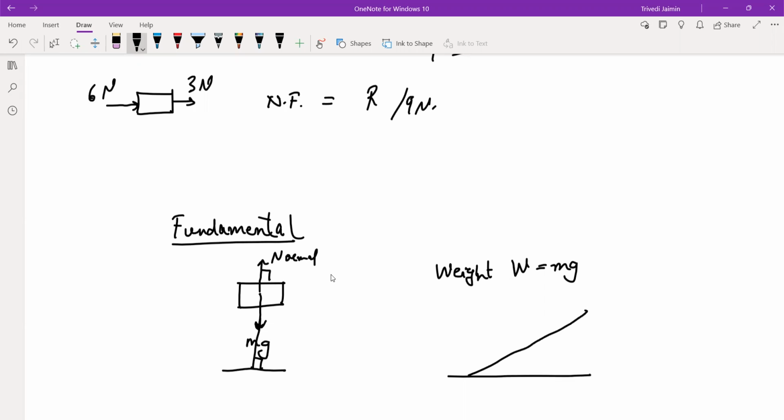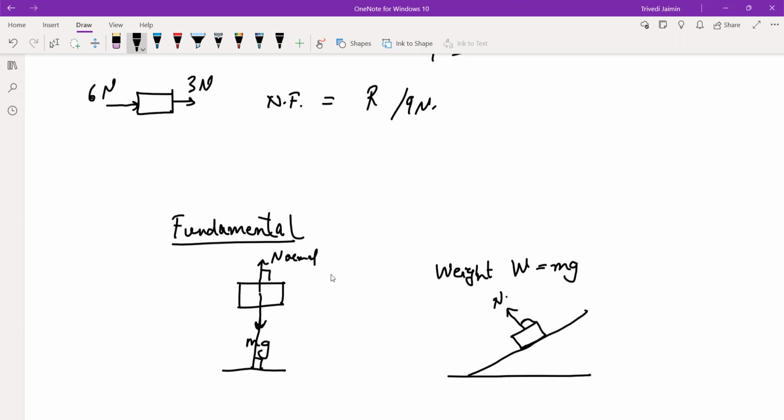This is an inclined plane. I'm drawing a box here. So tell me, where will the normal force be? So 90 degrees on the box, 90 degrees from the box, like this way. Yes, sir.